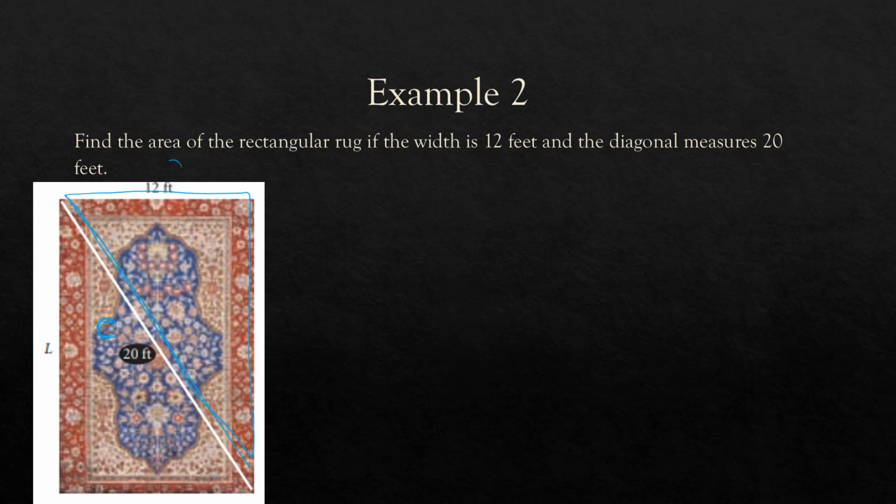Up here, the 12 feet is maybe our a, it's the shorter one. And then the longer one will be b. We're going to need a and b to find out the area of the rug. So let's see if we can solve for b. Remember, our Pythagorean theorem is a squared plus b squared equals c squared. For a, we have 12 feet. b is our unknown. And for c, we have 20 feet. So 12 squared is 144. And 20 squared is 400.